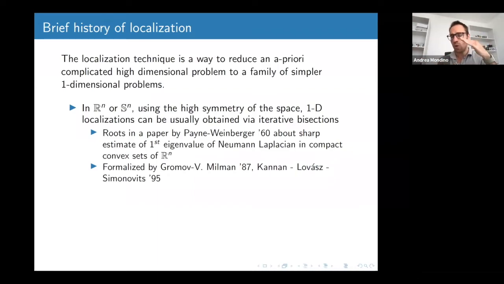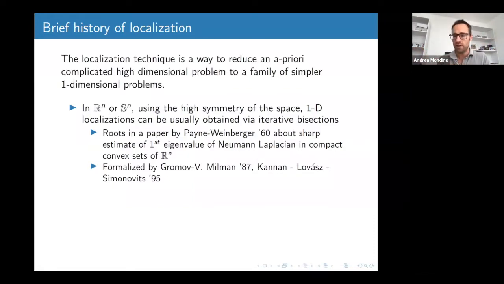So you bisect once, and then you say, well, now I bisect another time for each of the two halves. I go on, and after countably many times, you see that you reduce the dimension by one. Then you go on again, countably many times. You reduce the dimension by another one, until you arrive at a space of dimension one with a weighted measure.